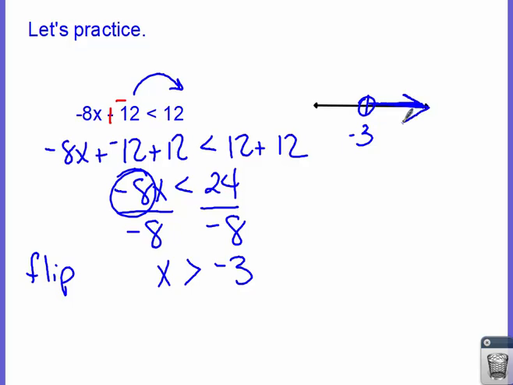Okay, so let's see. One of the values that is in this solution set is 0. So I'm going to plug that in. Negative 8 times 0 plus negative 12, is that less than positive 12? Well, negative 8 and 0 make 0. 0 plus negative 12 is negative 12. Is negative 12 less than positive 12? And yes, it is, and it works.